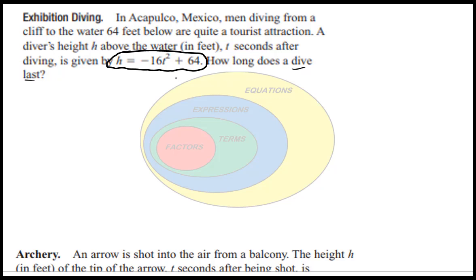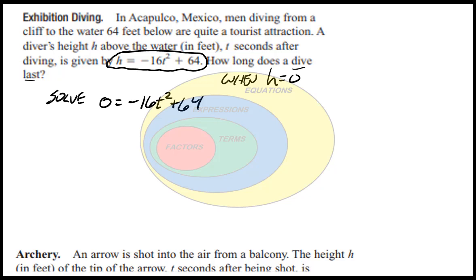Well, the dive lasts until the diver hits the water. So the diver hits the water when h is equal to 0. So the height above water is 0. So what we want to do is solve our model. H is 0 equals negative 16 t squared plus 64. So this is quadratic, so we will factor.